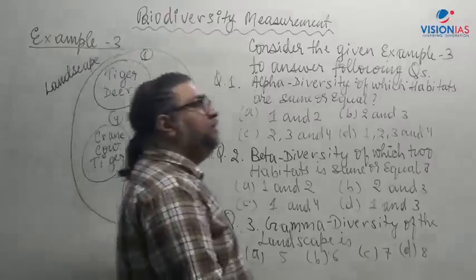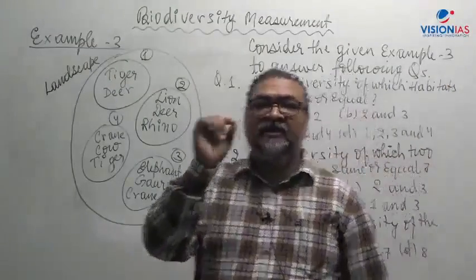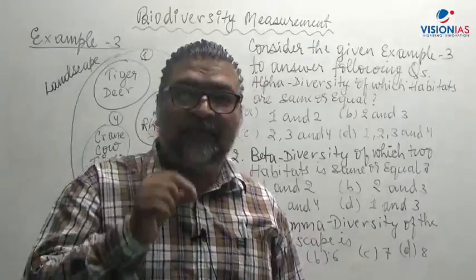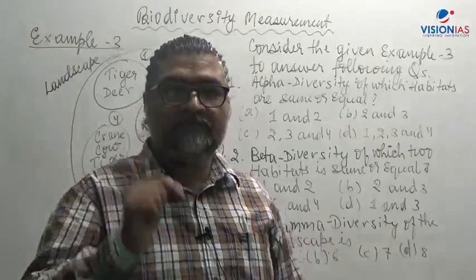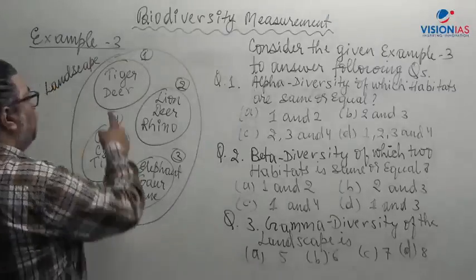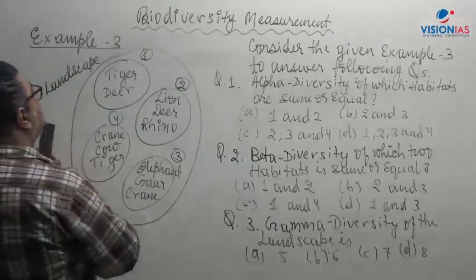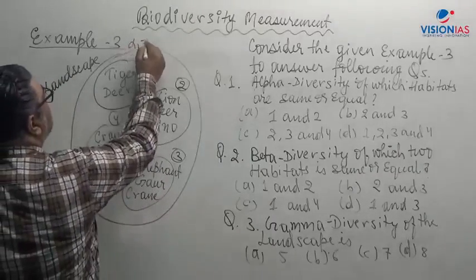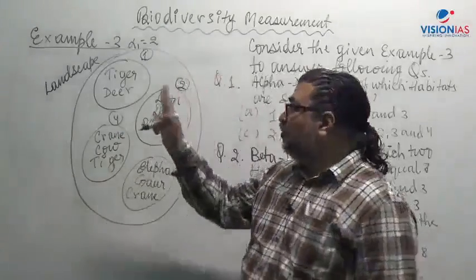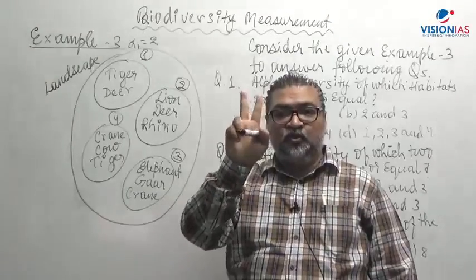What is alpha diversity? What do you mean by the term alpha diversity? Yesterday I mentioned in the classroom that alpha diversity is the diversity inside a habitat, within a habitat. Now let's look at the landscape here. What is alpha diversity of 1? Alpha diversity of 1 is 2. The first habitat has 2 species. What are the 2 species? Tiger and the deer. So alpha of first is 2.